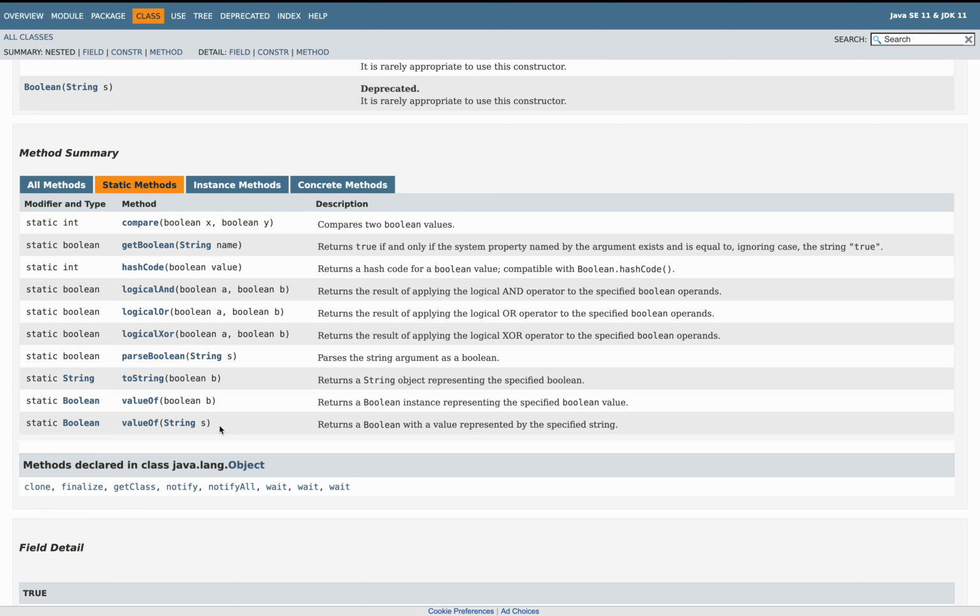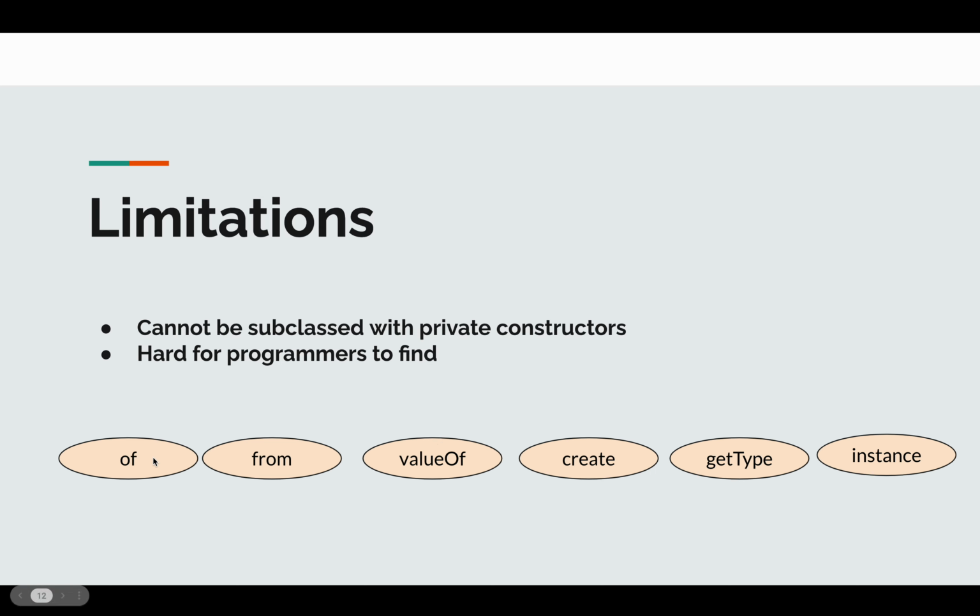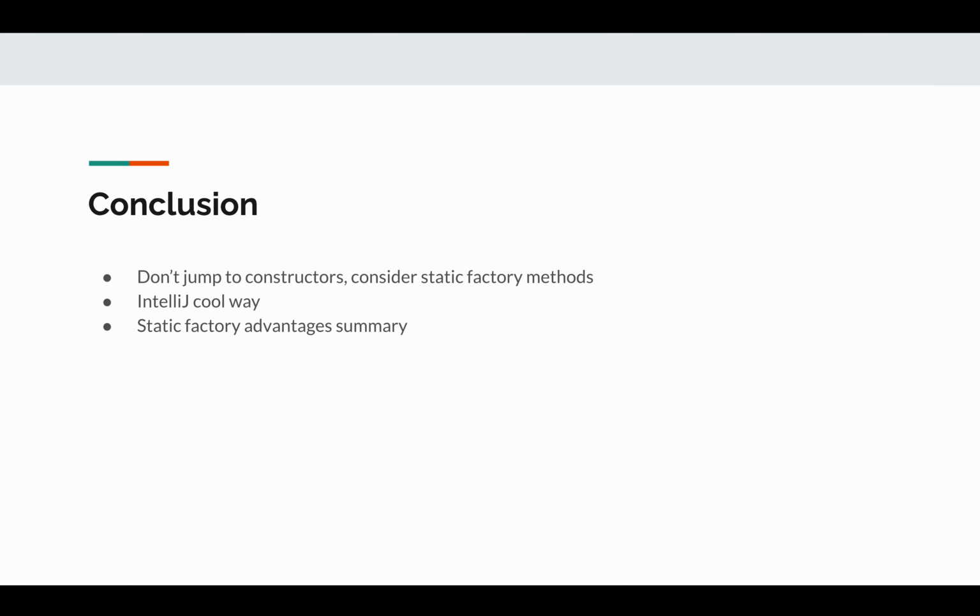So there is a naming convention that should be followed for creating static factory methods, which is to use common names according to your use cases. For example, of, from, valueOf, create, all these things. For the Boolean class we saw there is the valueOf method. For the Map class we saw they use the of method. So if we use these names, it is easier for others also to find and know that yes, this is a static factory method. So the conclusion: consider static factory methods instead of directly jumping to public constructors.